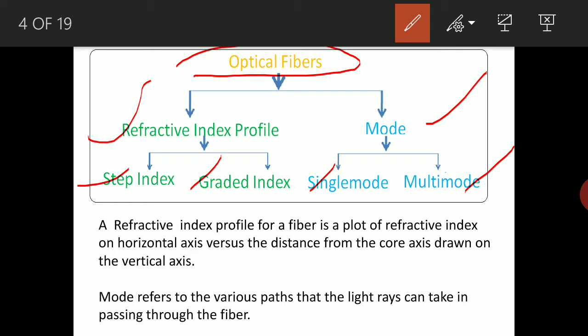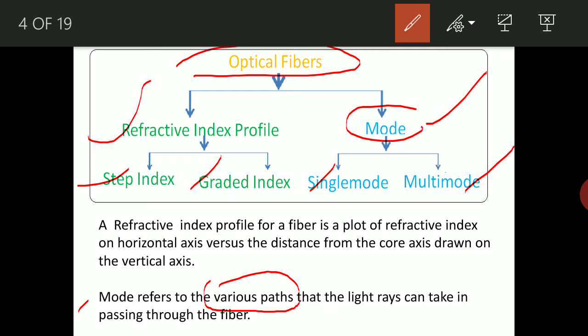We will come to know what exactly the refractive index profile is with the particular diagram. Next, the second one is the mode concept. What exactly is the mode concept? Mode refers to the number of paths the light ray can travel in a given fiber. It means how many various paths the rays are going to travel through the fiber, we are going to call it the mode.